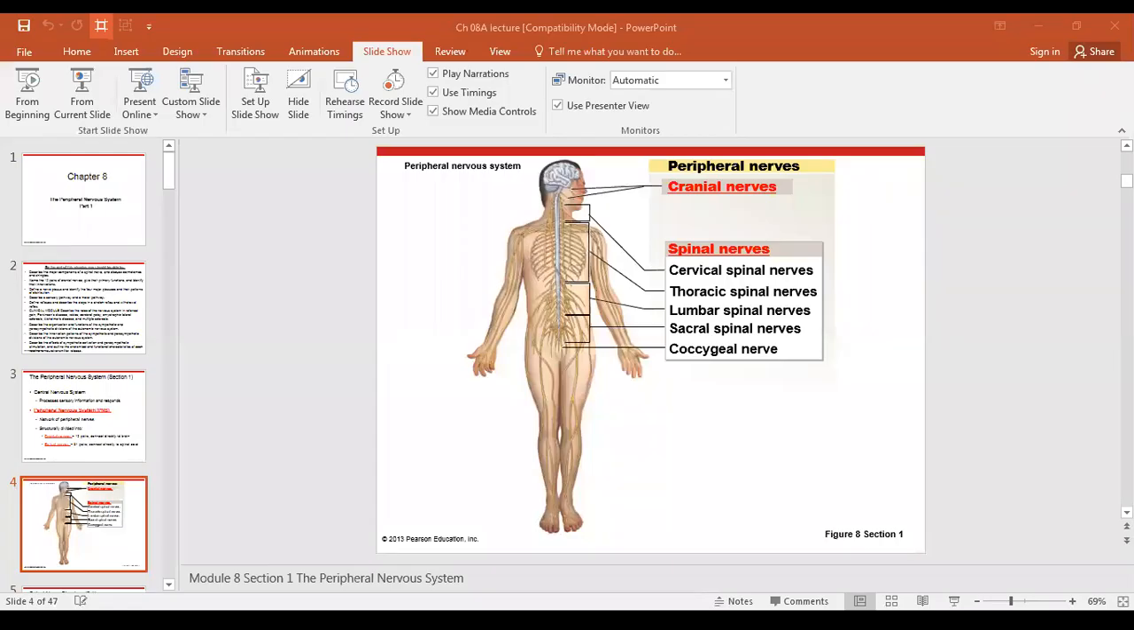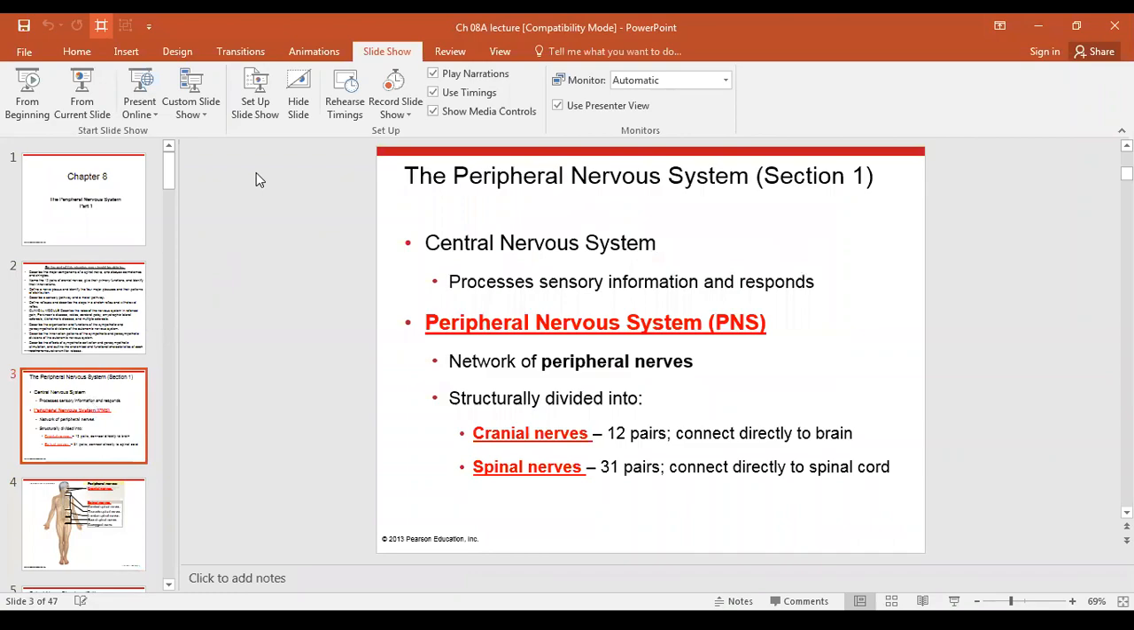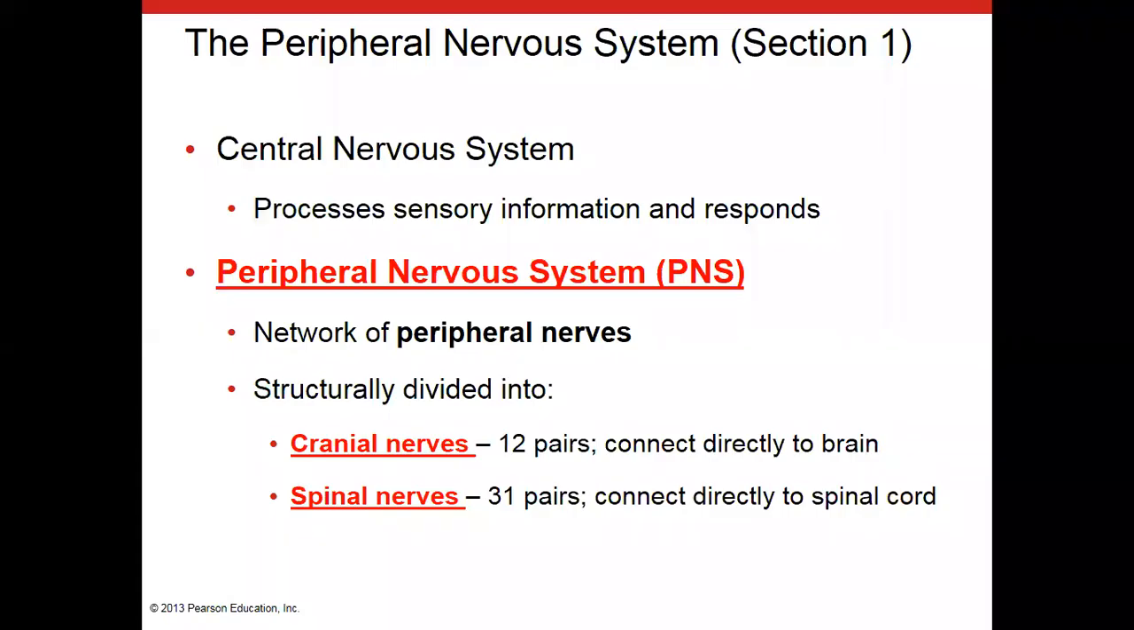All right, so let's start chapter 8 on the peripheral nervous system. I'm going to go to slide 3 and start there. We've already talked about the central nervous system that processes sensory information coming into the central nervous system from the peripheral nervous system. So we'll talk about the sensory division shortly, and then the motor division that the central nervous system utilizes to respond to the sensory information.